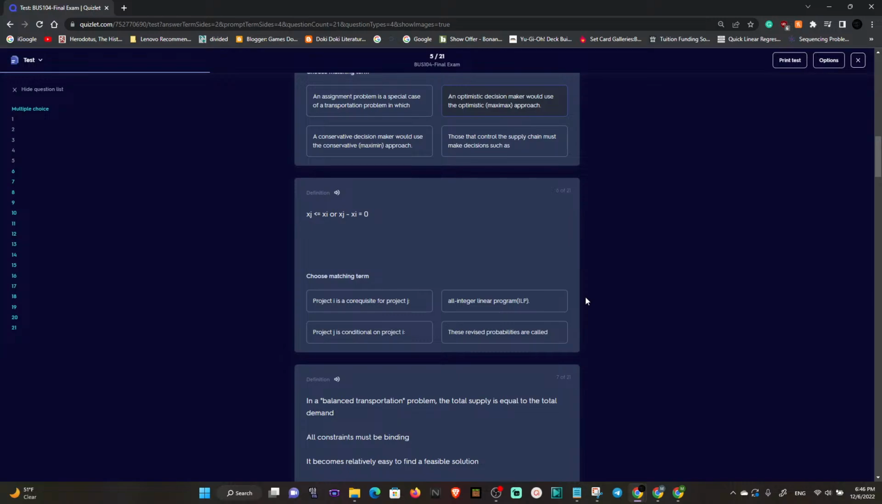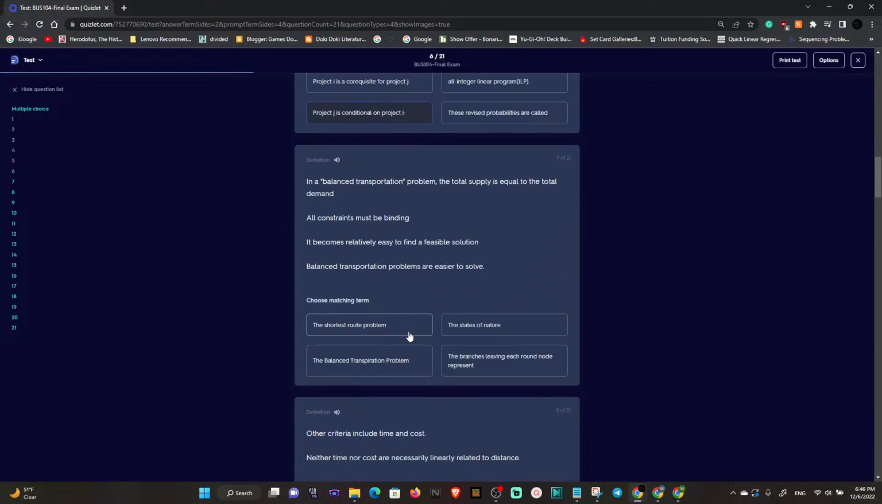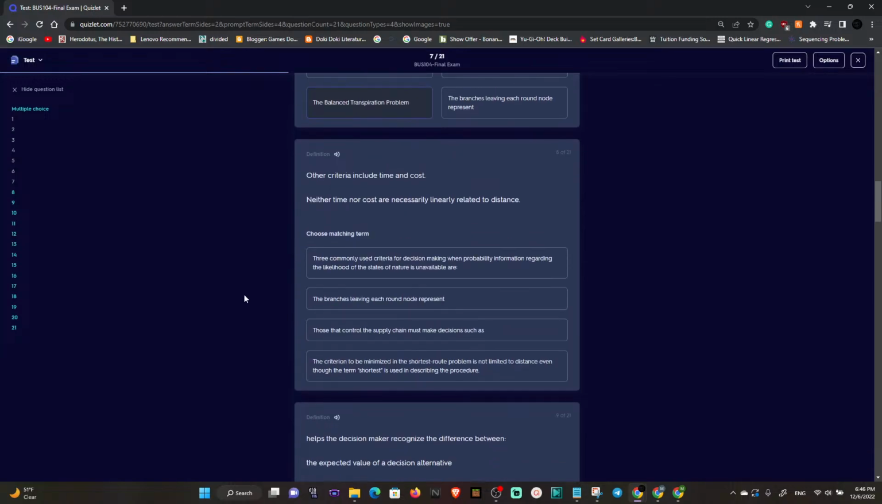xj less than or equal to xi, or xj minus xi is less than or equal to 0. This is a conditional, so I will go with project j is conditional on project i. Balanced transportation problem. Other criteria include time and cost. Neither time nor cost are necessarily linearly related to distance. Time and cost.